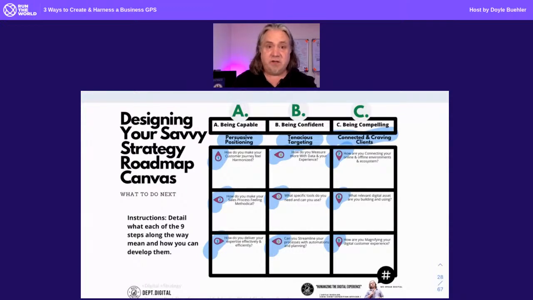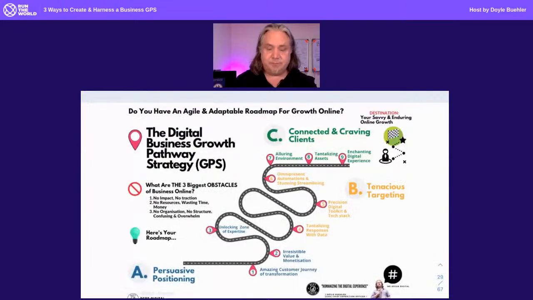If you can fill it in, then you can actually see the different steps along your roadmap and how it works. That's what I've done here. I've included all of these parts. We go through the 3 pieces of persuasive positioning. We then go through the 3 pieces of tenacious targeting. And finally, we finish up with connected and craving clients and the 3 pieces for those as well. So we've built our roadmap very easily, and we're able to understand what we want to go to and what we want to be able to see.